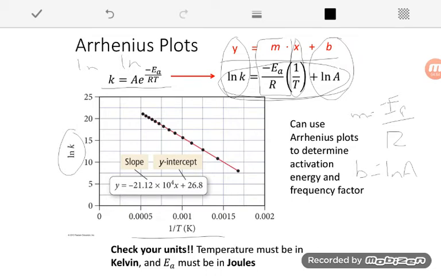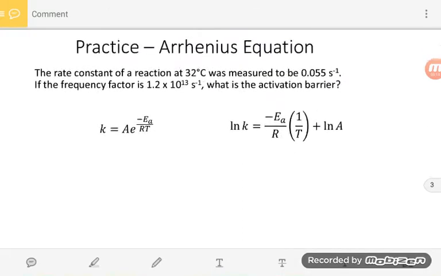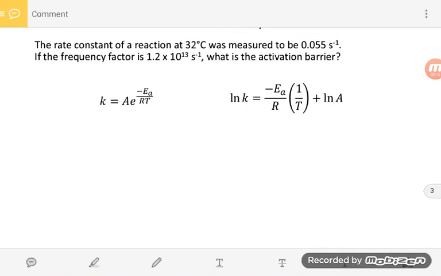So if I did this reaction a bunch of different times at a bunch of different temperatures, I can actually get out this activation energy right here and the frequency factor for my reaction. So let's look at a couple different ways that we could be asked questions about the Arrhenius equation and how we choose which equation is going to be better.